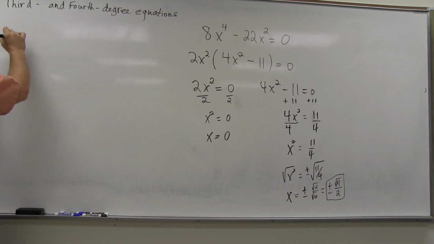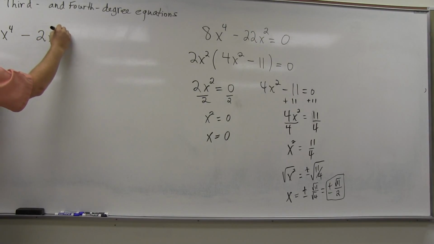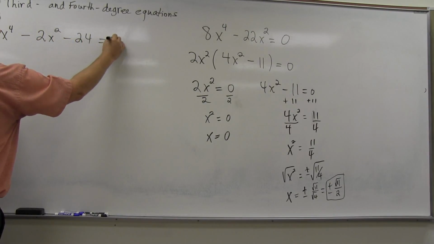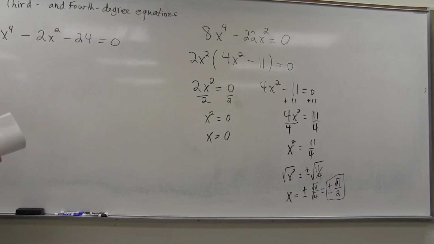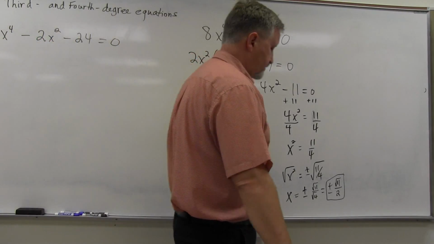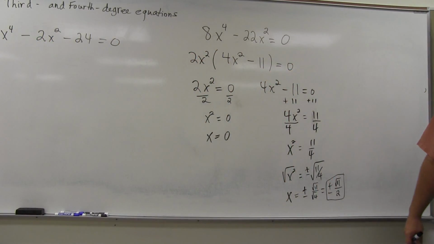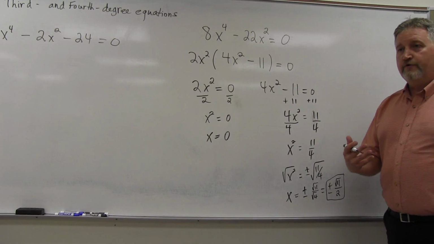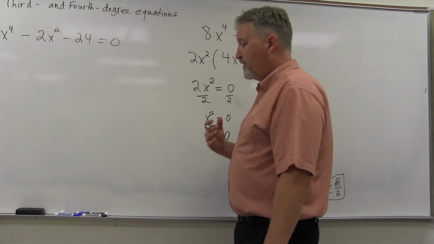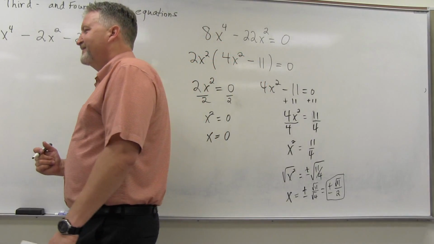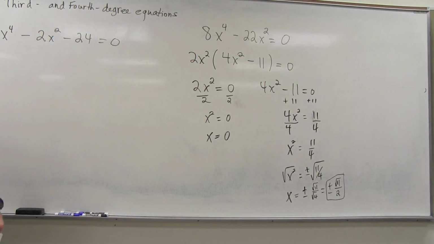All right, here's another one. x to the fourth minus 2x squared minus 24 equals 0. So again, we have a fourth degree equation. However, unlike the previous two, we don't have a common factor, do we? No common factor there. Well, now let's look at other types of factoring.